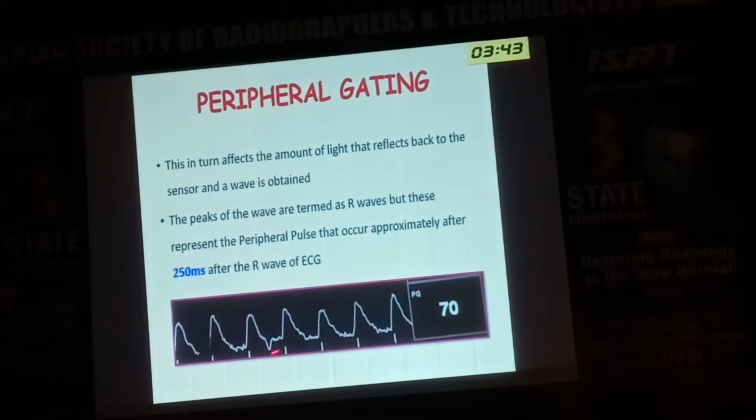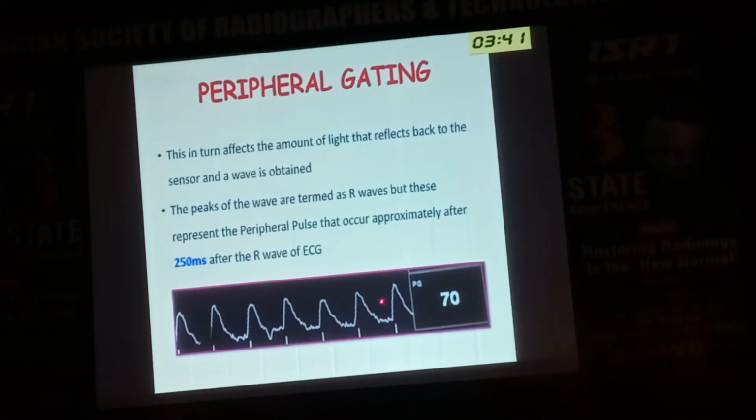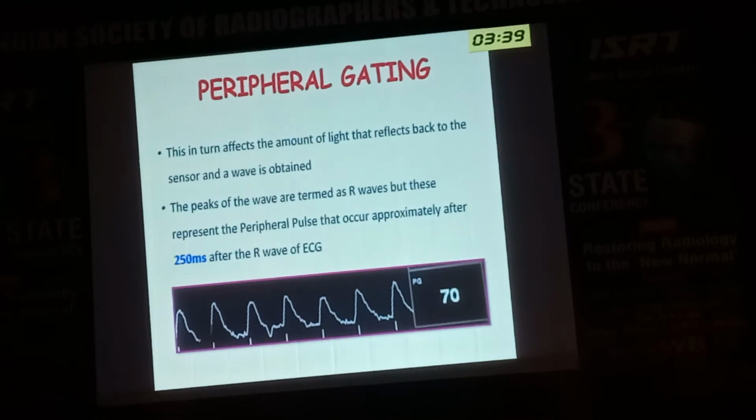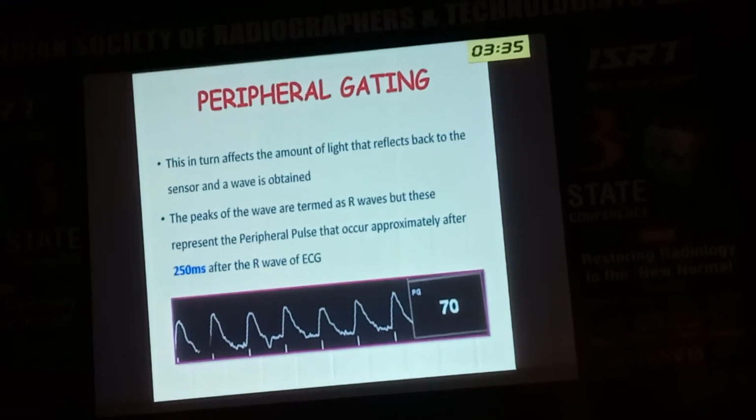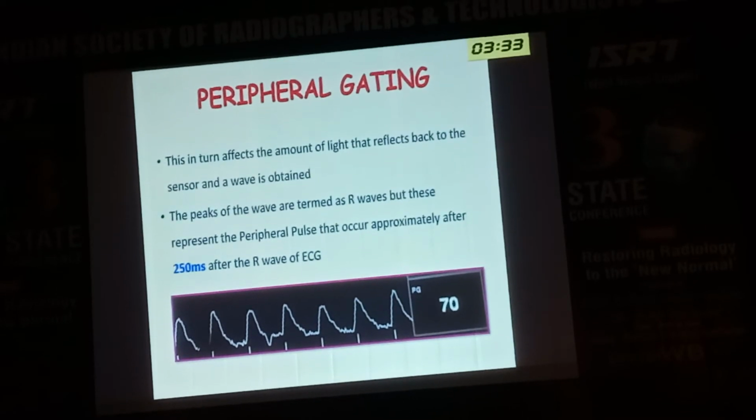In this region, this region, this region, I will apply the RF pulse and get the MRI information. So no movement will be there. This is called as peripheral gating. The next one is called as respiratory gating.